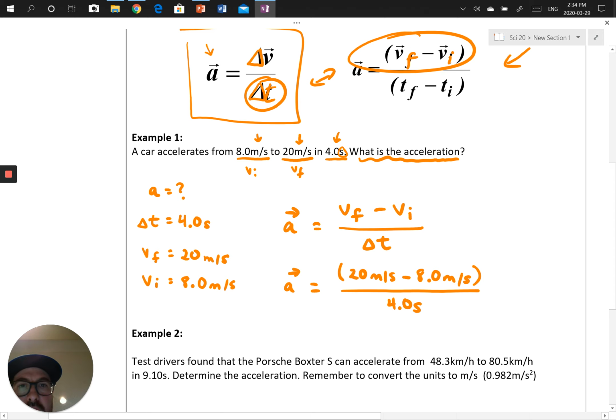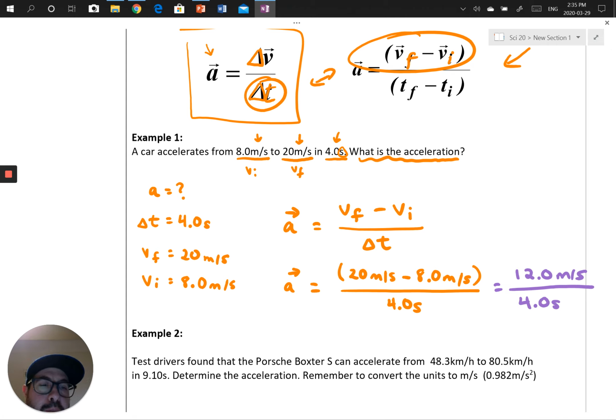And that's going to be equal to my acceleration. Taking a closer look, 20 minus 8 is going to be 12. I'll put a 0.0 for now, meters per second. And I'm going to divide that by my 4.0 seconds. Now, for my units, I'm going to get a meter per second per second. The way that we say that, the unit for acceleration that we're going to get here is what's called meter per second squared.